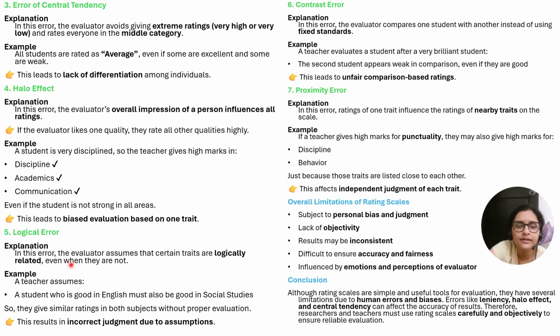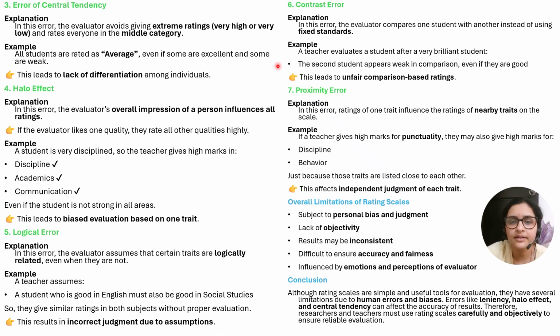Then logical error. The evaluator assumes that certain traits are logically related even when they are not. For example, a teacher assumes a student who is good in English must also be good in social studies. It is not always true. That logic is not true. So they give similar ratings in both subjects, irrespective of the student's performance. So this will lead to incorrect judgment.